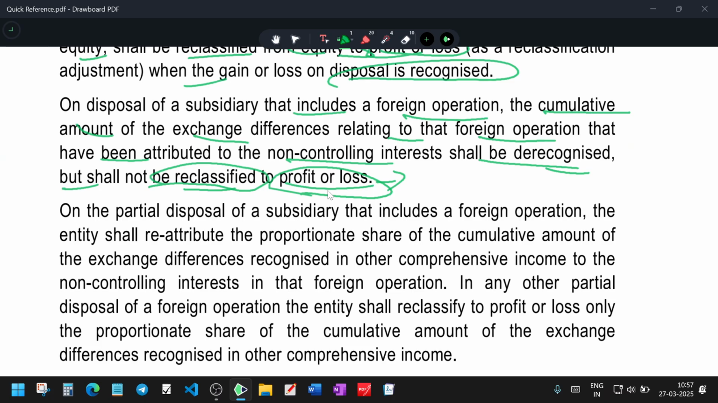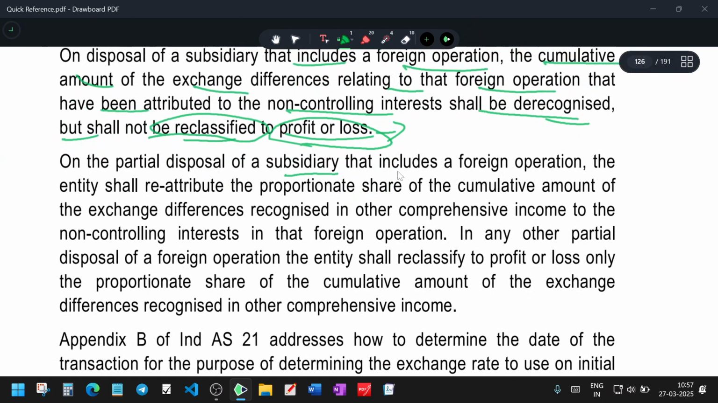No, no, no. On the partial disposal of a subsidiary that includes a foreign operation, the entity shall reattribute the proportionate share of the cumulative amount of exchange differences recognized in other comprehensive income to the non-controlling interest in the foreign operation. In any partial disposal of a foreign operation, the entity shall reclassify to profit and loss only the appropriate share of the cumulative amount of the exchange difference recognized in other comprehensive income.